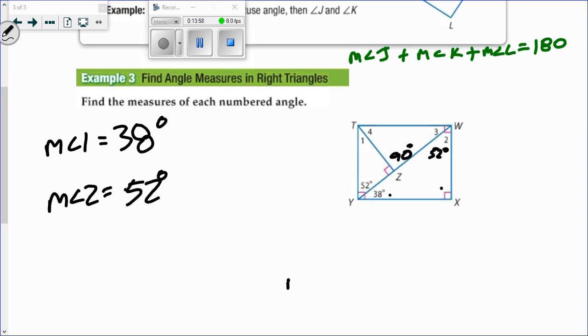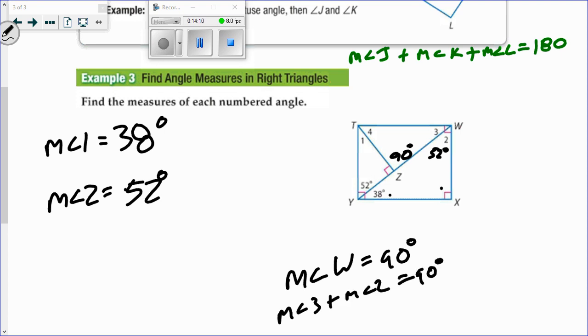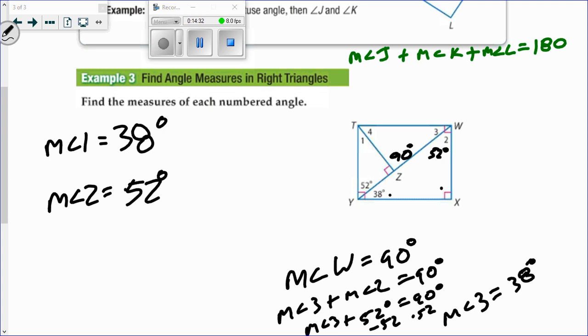Well, I've got the angle W. The measure of angle W is equal to 90 degrees. Well, what makes up angle W? Angle 3 plus the measure of angle 2 equals 90 degrees. That's what's making up angle W. So let's find angle 3 using that. We know angle 2 is 52 degrees. So now we can solve for the measure of angle 3. Subtract 52 from both sides, and the measure of angle 3 is 38 degrees.